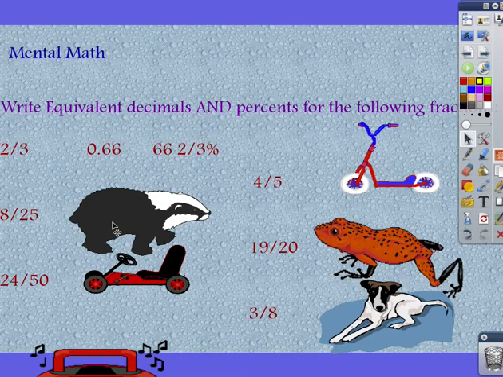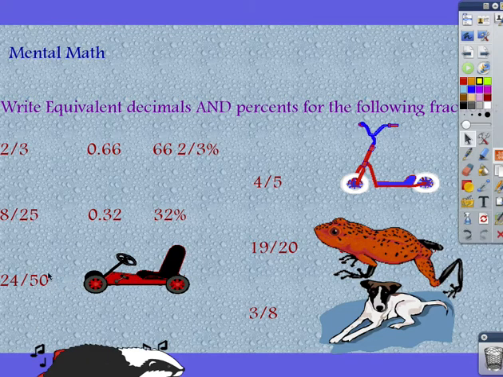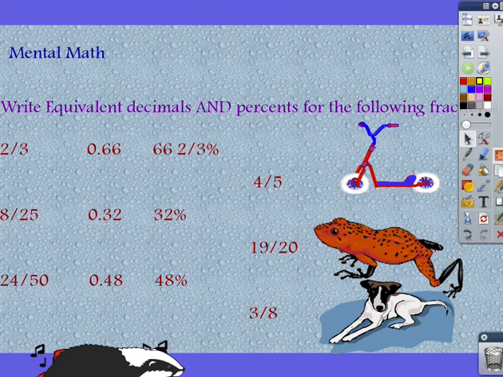8/25, getting it out of 100, so multiplying it by 4. 8 times 4 is 32, so 32 hundredths and 32%. Getting this next one into 100, 50 times 2 is 100, 24 times 2 is 48 hundredths and 48%.